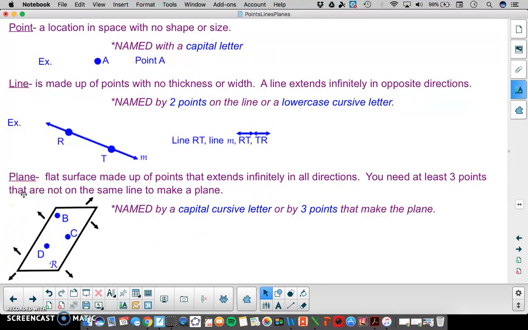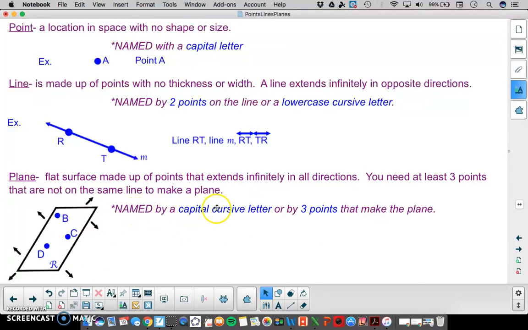A plane we describe as a flat surface made up of points that extends infinitely in all directions. You need at least 3 points that are not on the same line to make a plane. Notice if we connected those we would actually make a triangle, which is our simplest surface that we could make. I've boxed those in to represent the surface, and those arrows to represent it extending infinitely in all directions on that two-dimensional plane, that two-dimensional surface.